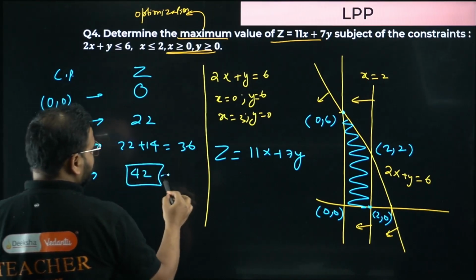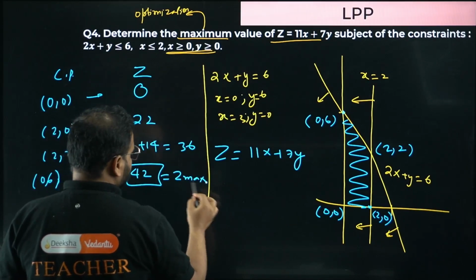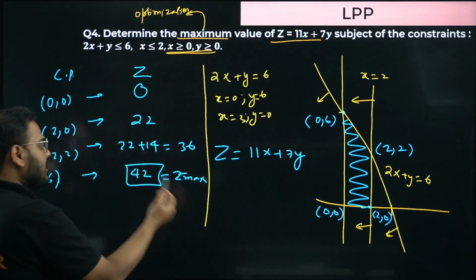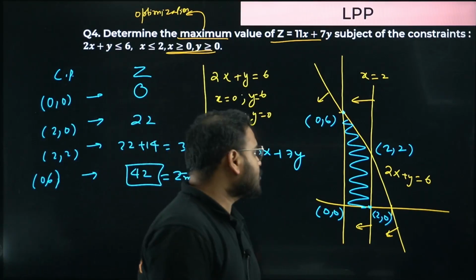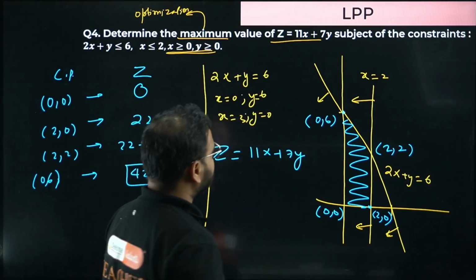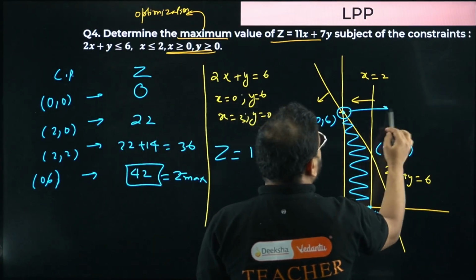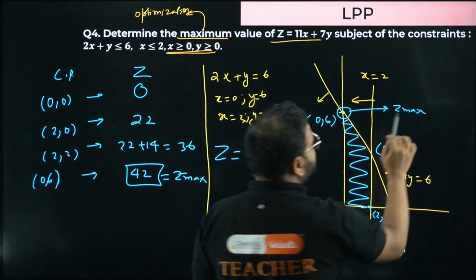This is your z max value. So your answer will be coming over here. This is the position of z max. Now this is your optimal solution.